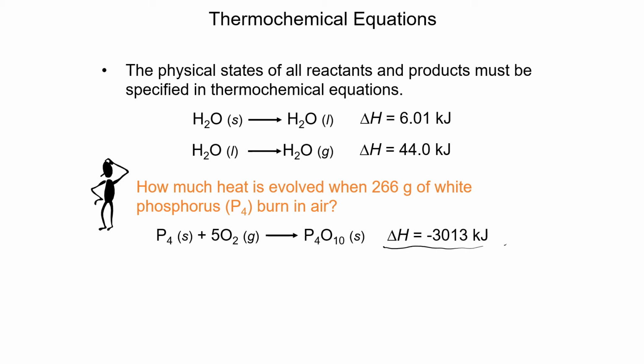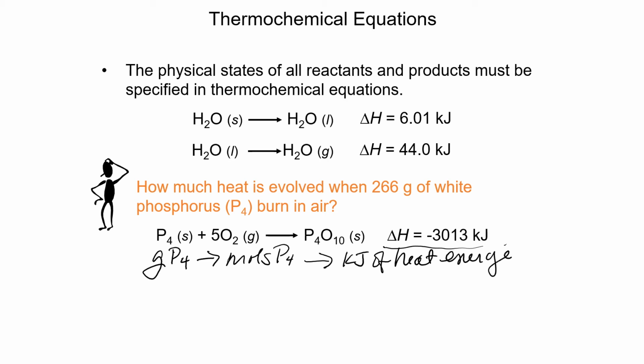1 mole. So we can use that delta H to help us do this calculation by using it as a conversion factor. And what we're going to do is take our grams of P4, convert those to moles of P4 using molar mass, and then we can use the delta H to convert to kilojoules of heat energy in a dimensional analysis equation.